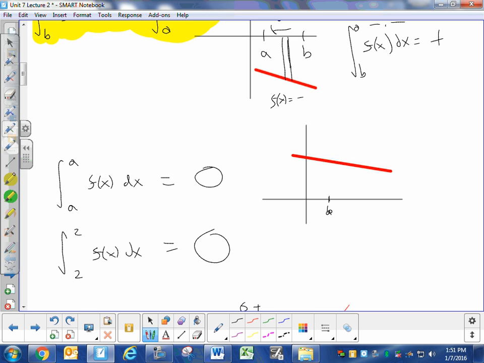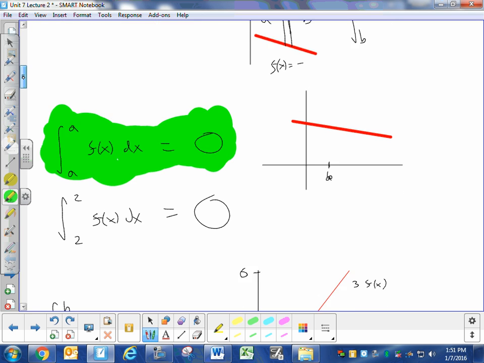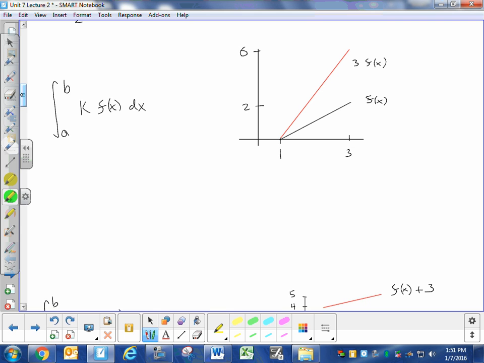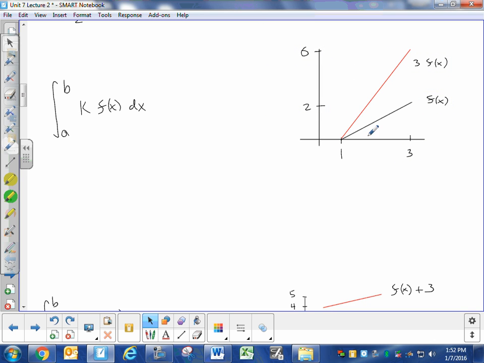Next property. That's the next property that you need to know. If I'm multiplying a function by a constant, here's a visual example that we will be able to do, and we'll be able to figure out what our property is in general. So I have a function, and I have 3 times the function. I took all the function values and multiplied them by 3. Let's compare the areas under both of them.